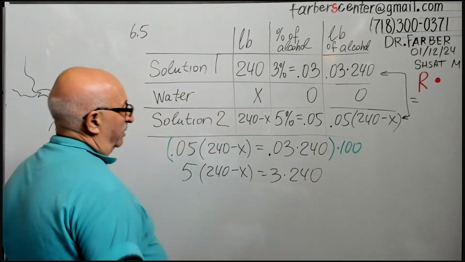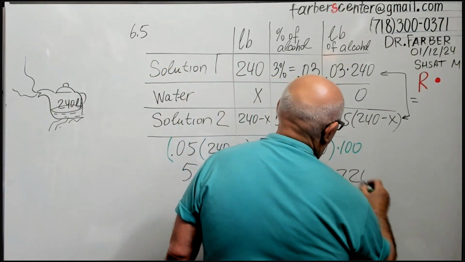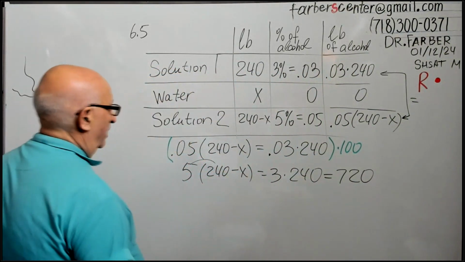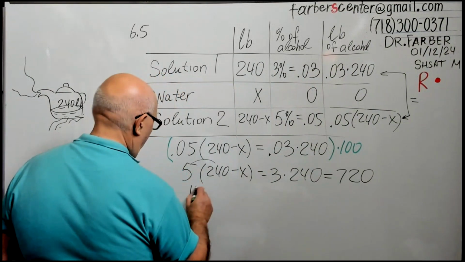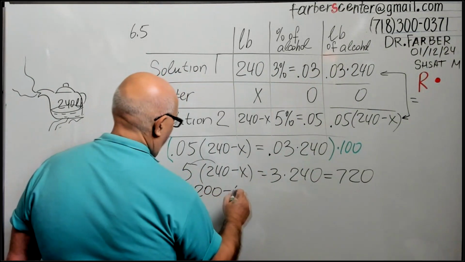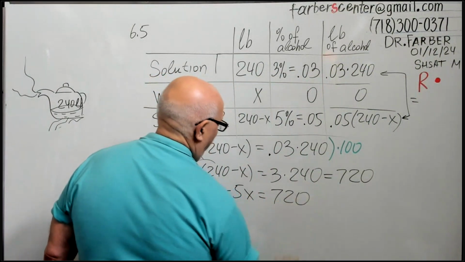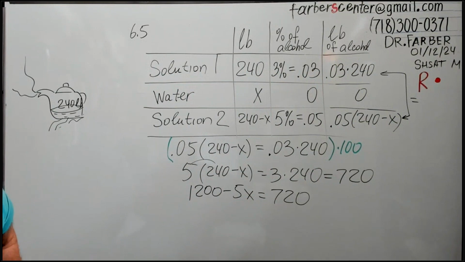3 times 240, 600, 120, 720. 5 times 240 is 1,200, minus 5x equals 720. Any questions so far? Somebody wrote the question. No questions? Okay.